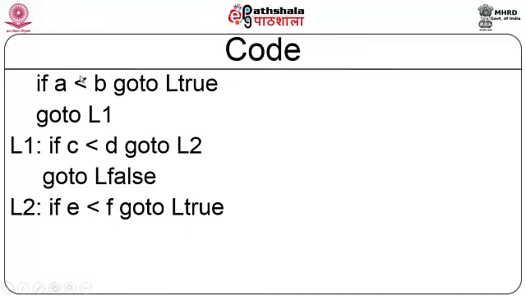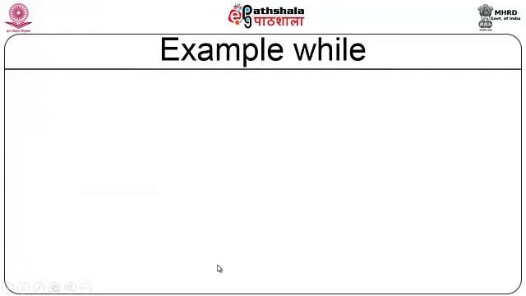If A is less than B is false and C less than D is true, or if C less than D and E less than F are true, then the ANDing of these will also be a complete truth. A complete truth or a false will be a complete truth. So that is why we have here L true. And then the last one is go to L false. Now this is one example.